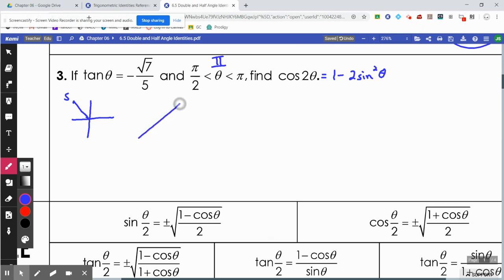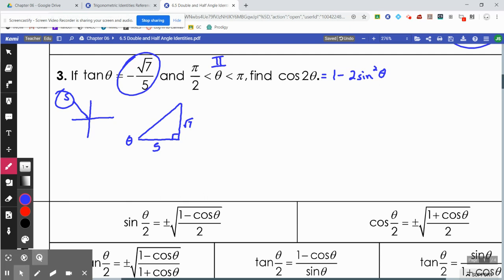So now let's draw a triangle, and let's try to find out what sine would be. Here's my theta. If tangent is √7 over 5, again, we don't have to worry about the positives and negatives because this will take care of that. Tangent would be opposite over adjacent. Pythagorean theorem tells you that the hypotenuse would be, 25 and 7, which is 32, which is going to give you 4√2, or the square root of 32, for the hypotenuse.